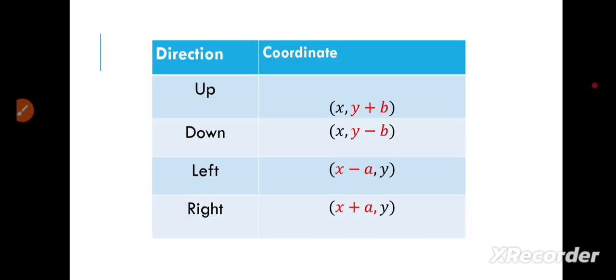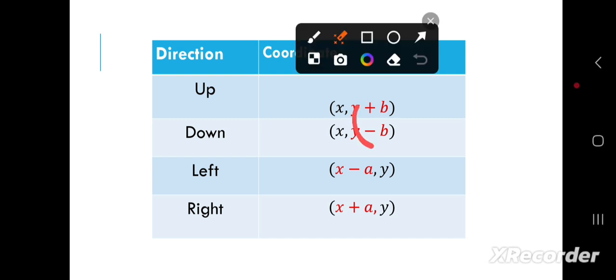So in essence we can summarize that for up and down we make changes in the y coordinates. How many units we want to move up, we add. If we want to move down, we subtract that many units from the y coordinate. For left and right, we make changes in the x coordinate. We subtract for left and add for right.